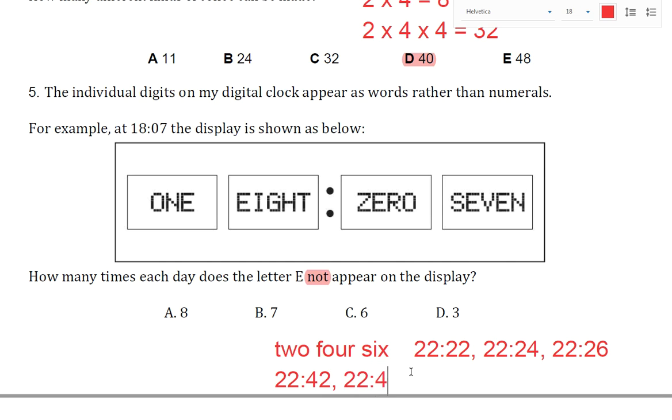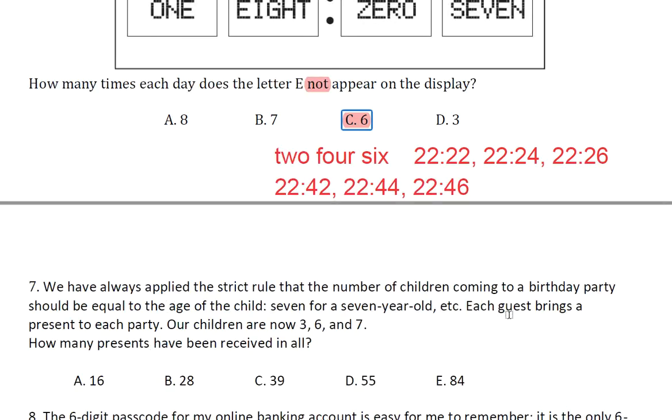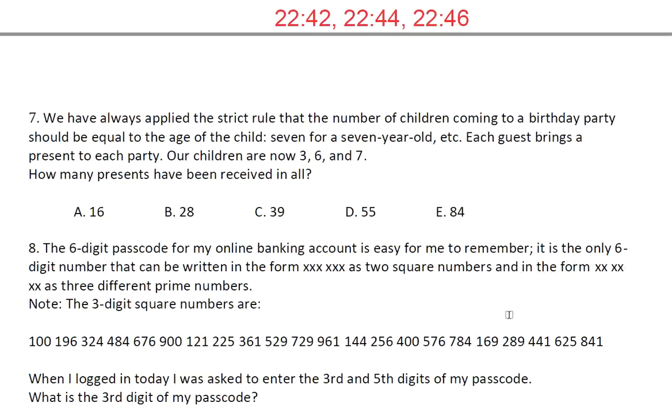22:42, 22:44, and the last one, 22:46. And that's actually the answer. That's all we can do, because similarly in the minutes, we cannot have 6 in the tens column, because obviously the highest amount of minutes you can have is 59. So the answer for this one is C, 6. There are your 6 times: 22:22, 22:24, 22:26, 22:42, 22:44, 22:46.